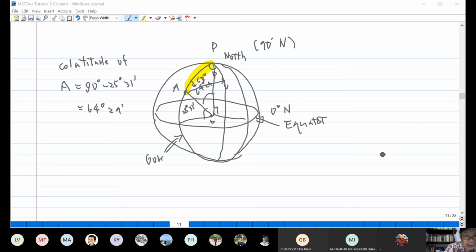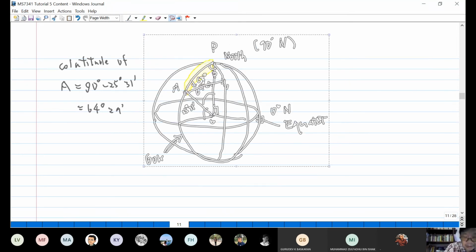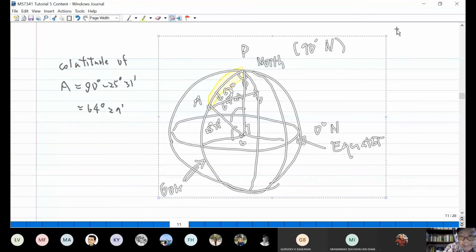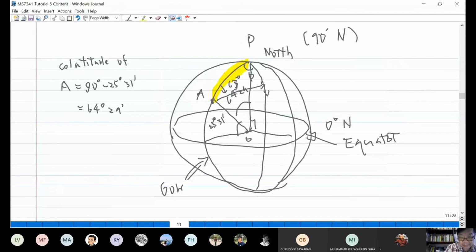So let me blow up this diagram, larger it. Okay, the angle P. So we find that angle P is 43 degree, 10 minutes. And this line is 60 degree west at the point A. And because of this angle 43 degree, 10 minutes, where is the longitude of V now?